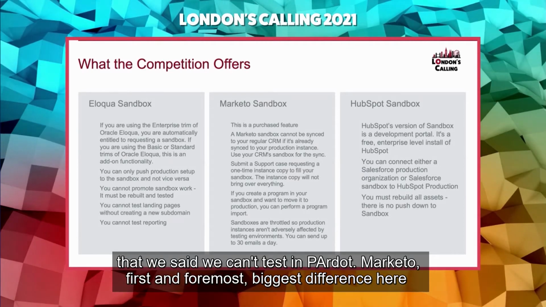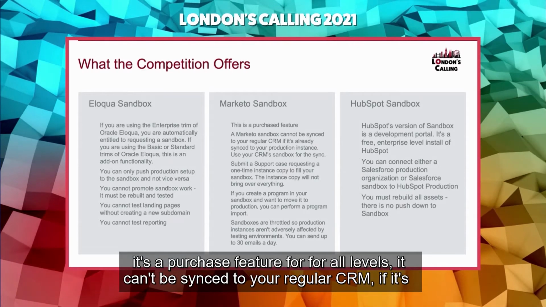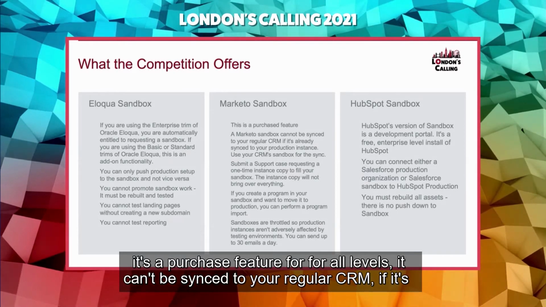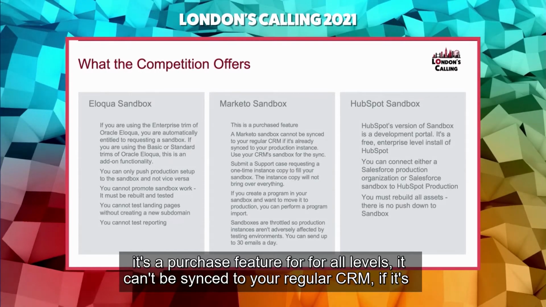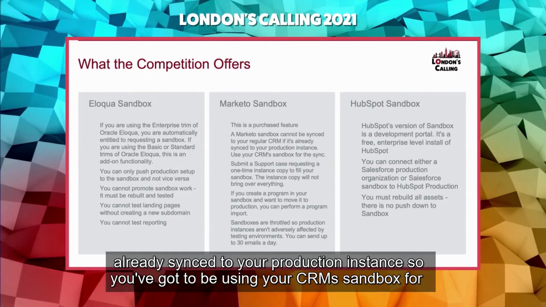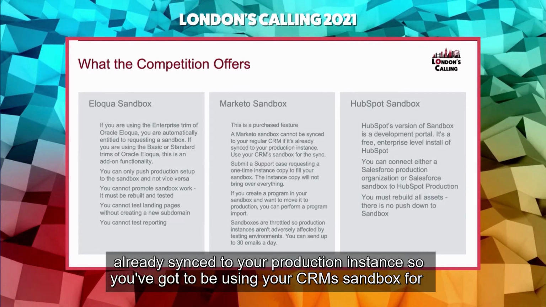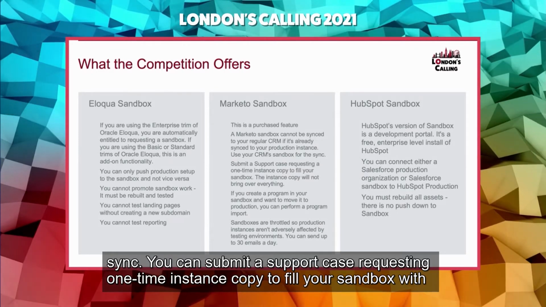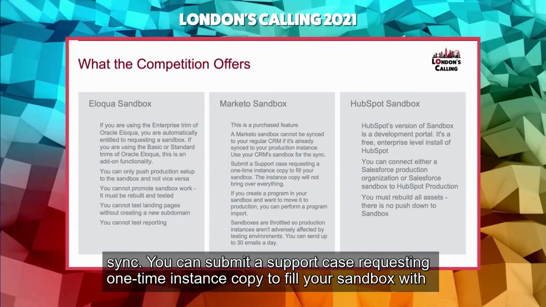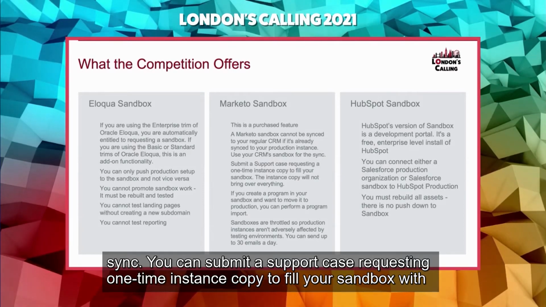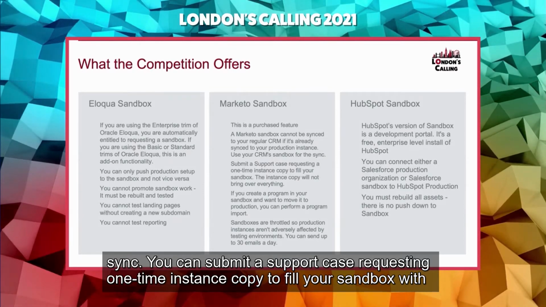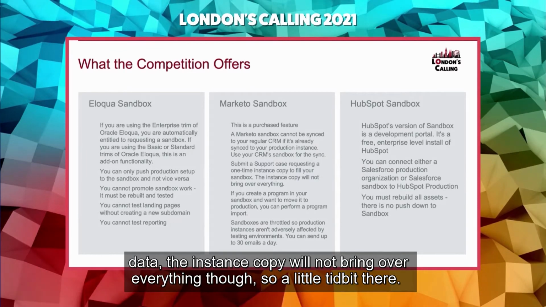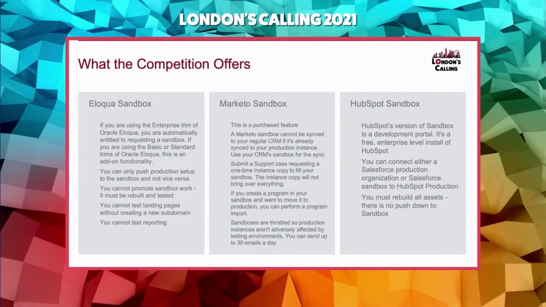Marketo, first and foremost, biggest difference here, it's a purchase feature for all levels. It can't be synced to your regular CRM if it's already synced to your production instance. So you've got to be using your CRM's sandbox for sync. You can submit a support case requesting a one-time instance copy to fill your sandbox with data. The instance copy will not bring over everything though, so little tidbit there.